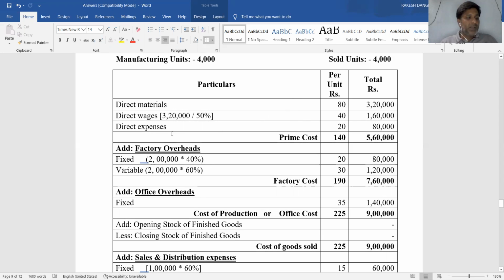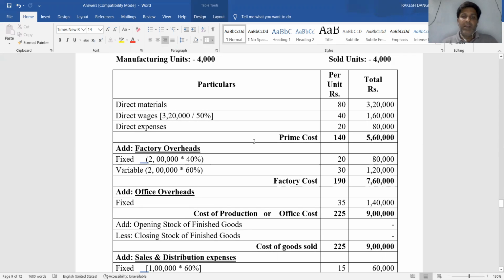Then direct expense, which is rupees 80,000 in total amount. So 80,000 divided by 4,000 units will be rupees 20 per unit. So direct material plus direct wages plus direct expense are all manufacturing production expenses, or basic expenses for production. So it is considered as the prime cost for production. Total unit wise is rupees 140 and in total amount rupees 5,60,000.